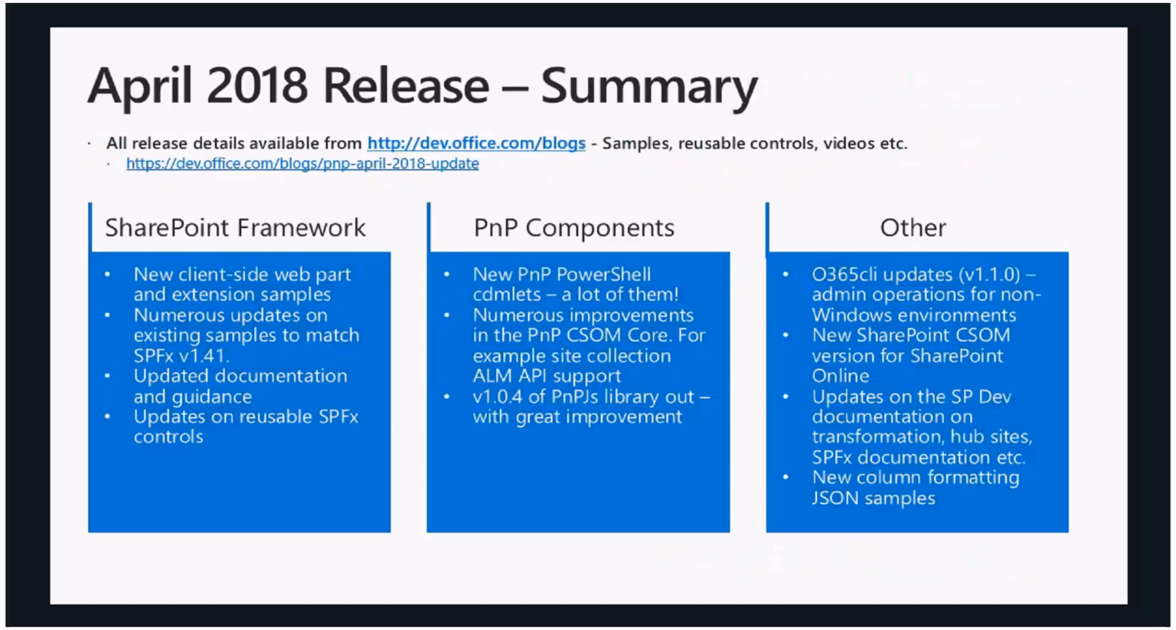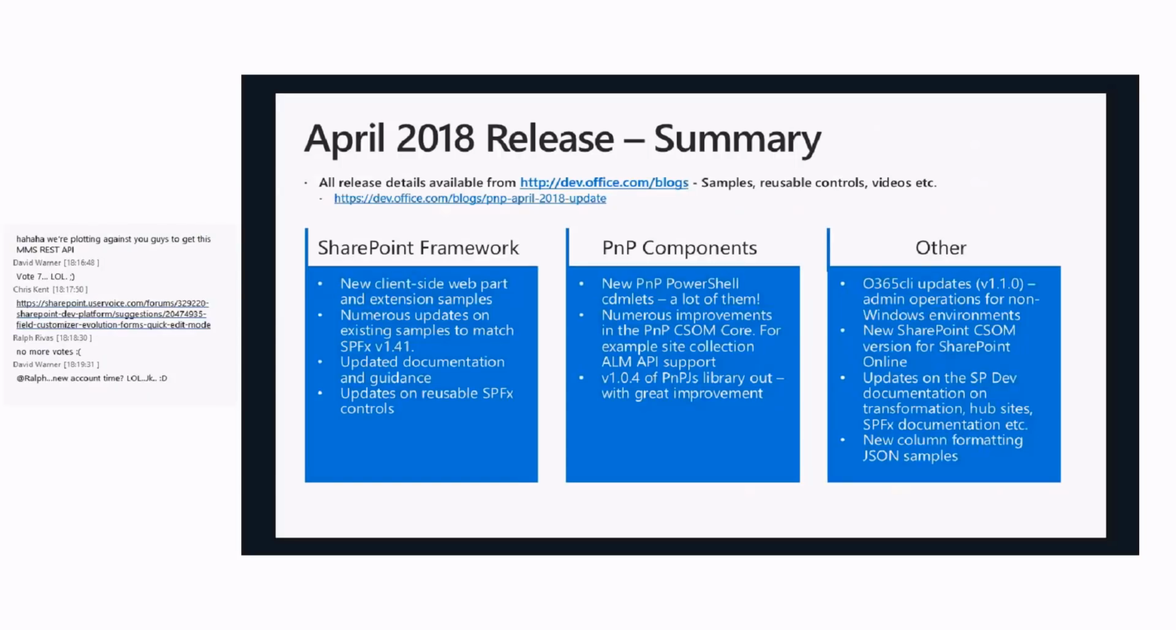A few more things. April 2018 release. You can go to dev.office.com/box for all of the details on what was included in the April 2018 release. I'm not going to mention all of this stuff in here. This is basically what has happened within SharePoint development, open source and community side, and development guidance videos within the last month. If you go to dev.office.com/blogs and the April 2018 update, you can have a full list of things that have happened, and that is a lot.